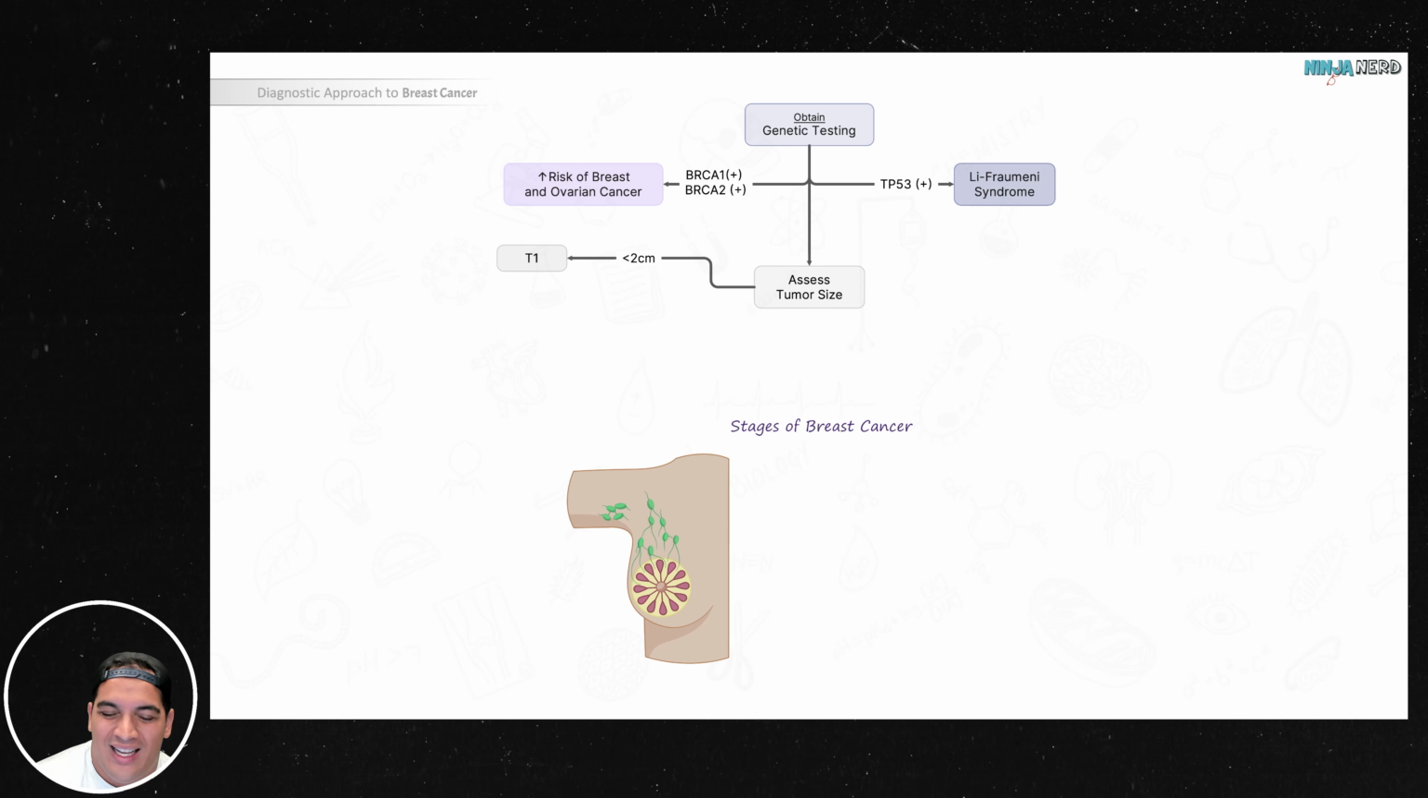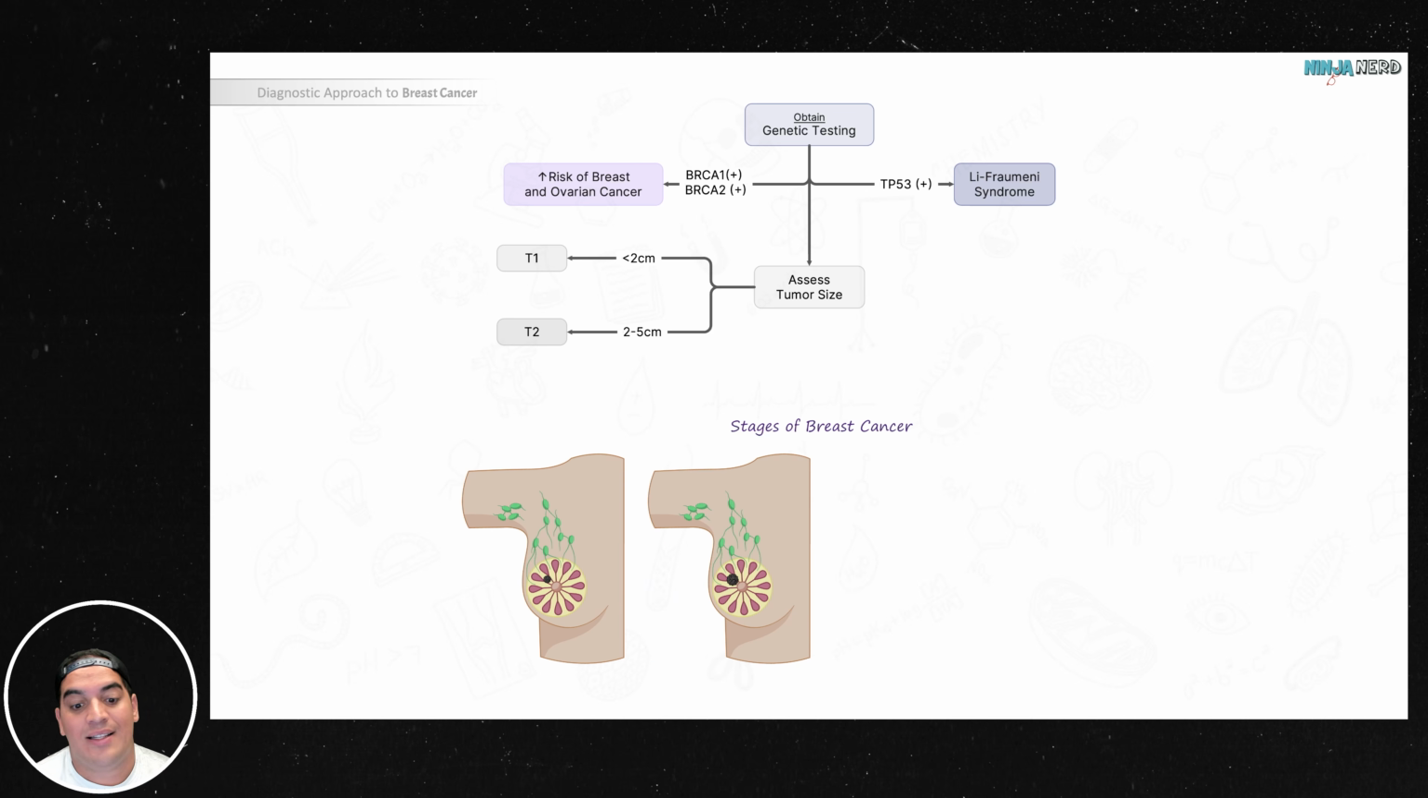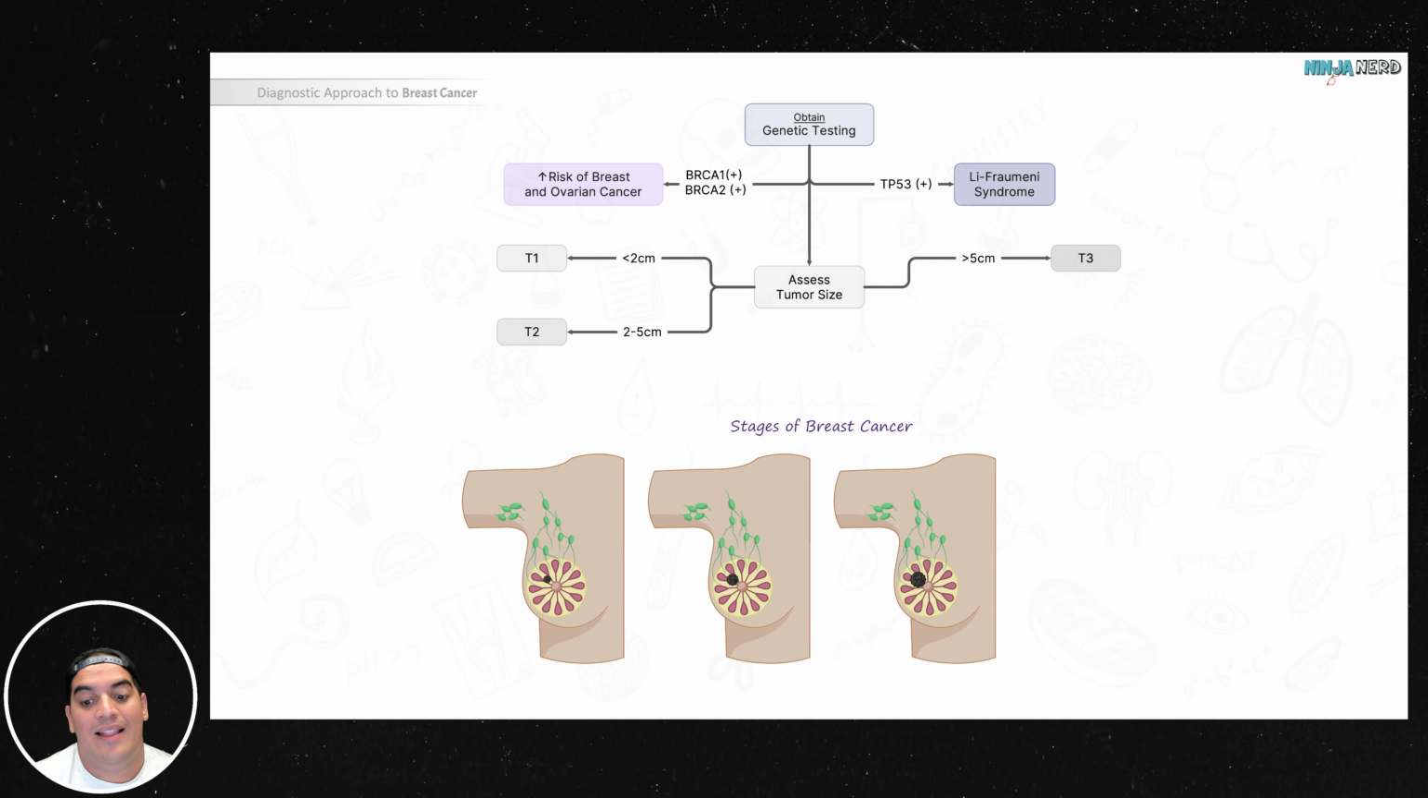That's T1. That doesn't necessarily determine the stage, but it helps us. Is it 2 to 5? That's T2. Is it potentially greater than 5 centimeters? That's T3. And then lastly, has it invaded the chest wall or the skin? That's T4. And this is all really helpful because it's going to come into play at the end to tell us what stage this patient falls in.